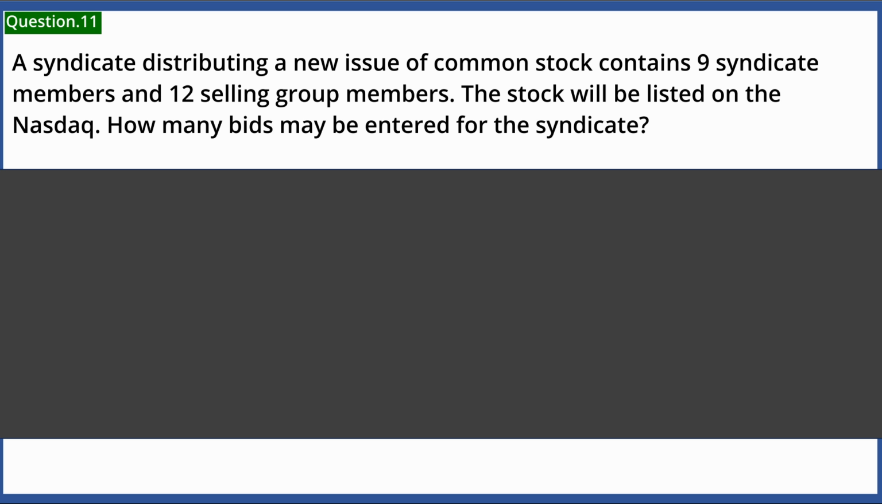A syndicate distributing a new issue of common stock contains 9 syndicate members and 12 selling group members. The stock will be listed on the NASDAQ. How many bids may be entered for the syndicate? A. 9. B. 1. C. 21. D. 0. Answer: B. 1.